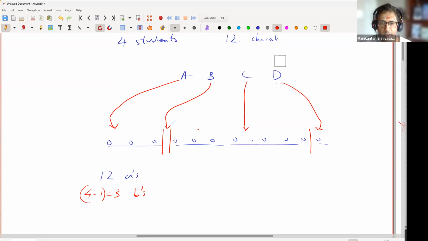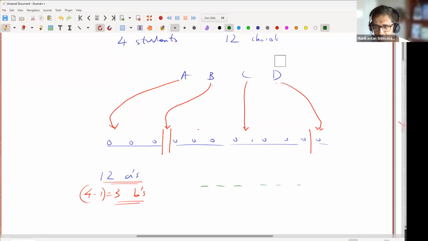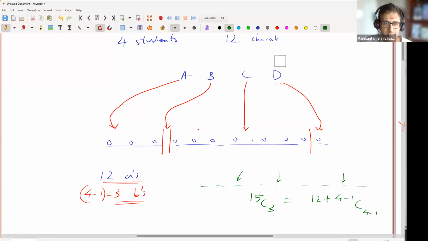So now the question reduces to how many 15-letter words can I make using 12 A's and 3 B's? And that's very easy, right? I just have to select which are the 3 spots in which my B can fall. So it's 15 choose 3. In other words, how did I get this 15? It's 12 plus 4 minus 1, choose 4 minus 1. Or you can choose the 12 A's, that's also fine. 15 choose 3, same as 15 choose 12. Ultimately, it's the same thing.